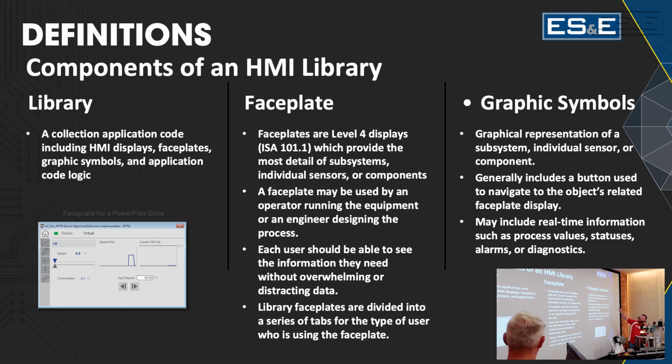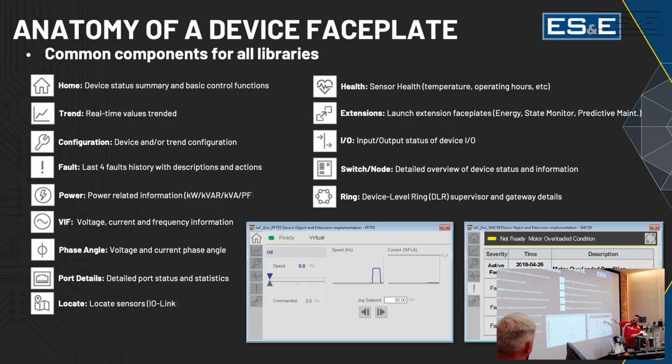And then we'll run through some of the graphic symbols that you'll see. This generally includes the buttons used to navigate the screens and things like that. So we'll run through the anatomy. You'll see a couple different screens down here, and then up top you'll have your home, trending, configuration, and fault screens. You've got symbols for phase, angle, port details. A good one down there at the bottom left is your locate, which is more diagnostics to figure out which sensor or device has failed.